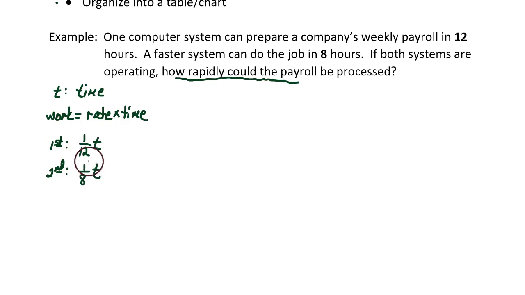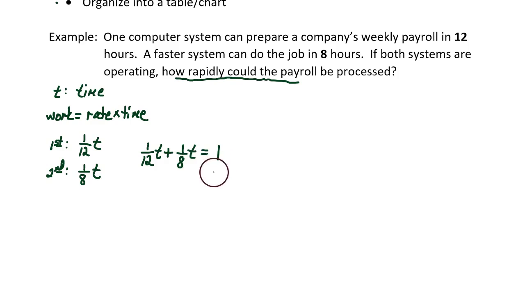The company is using both systems, so we add together the work from the first system plus the work from the second system to equal the total amount of work, which is 1 payroll job. This expression is the work from the first computer system. This expression is the work from the second computer system, and adding them together is 1 payroll job.